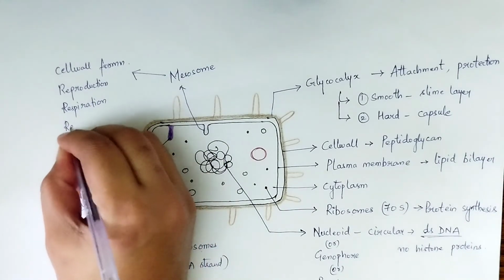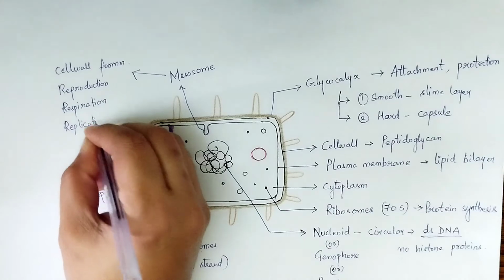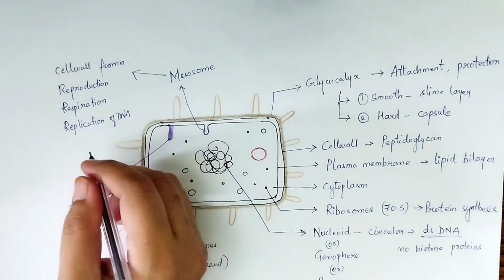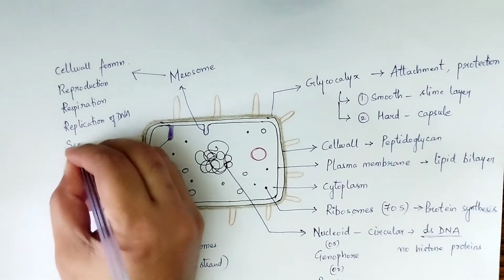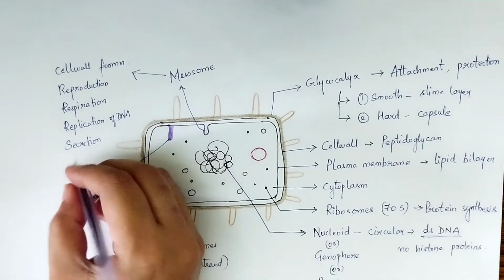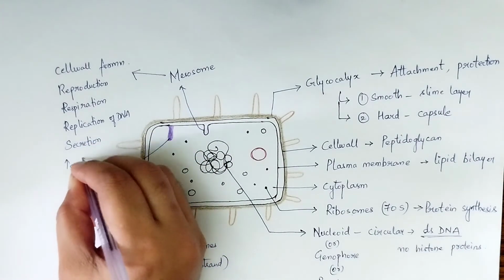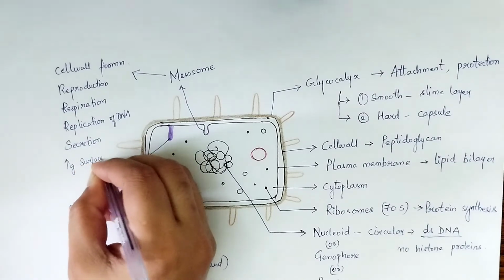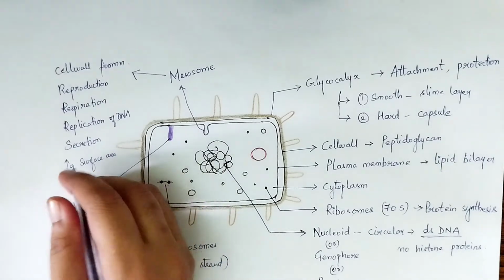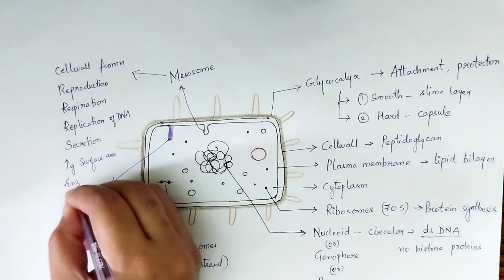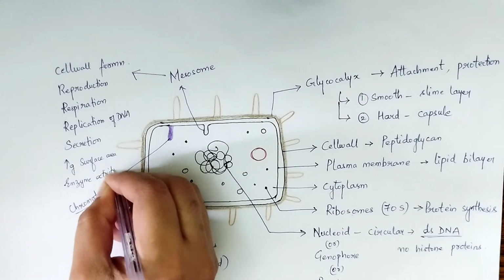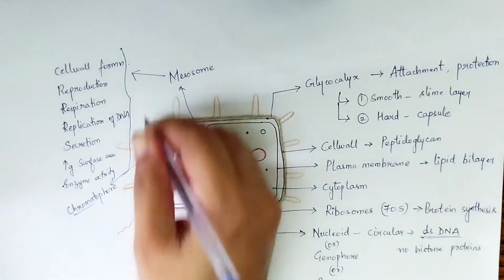Then next is replication of DNA. During the process of replication, this mesosome helps in the replication of DNA, and also in secretion of particles, and it also increases the surface area. Last but not the least, it has enzyme activity. These are the main functions carried out by the mesosome.